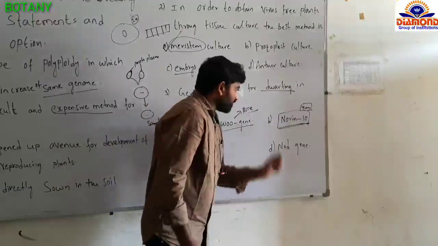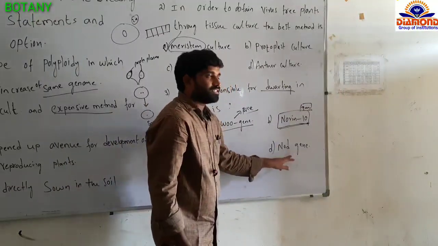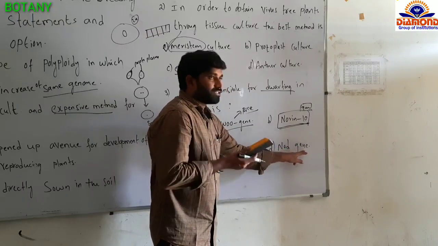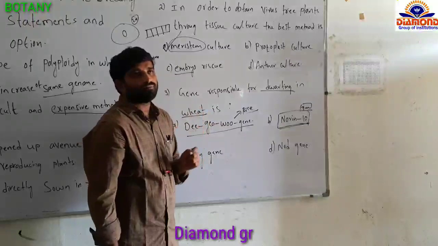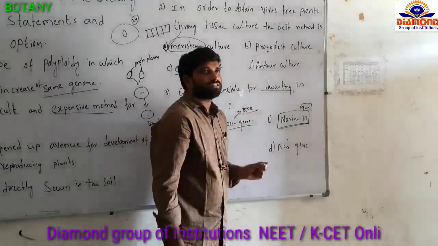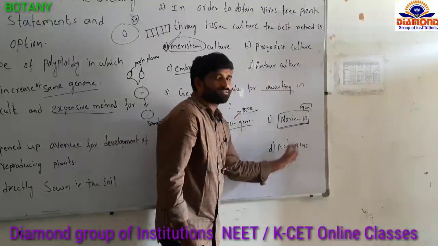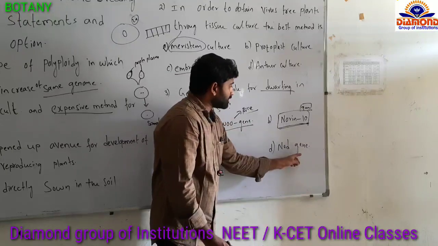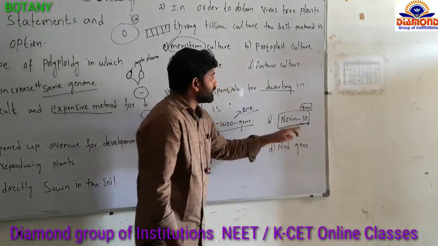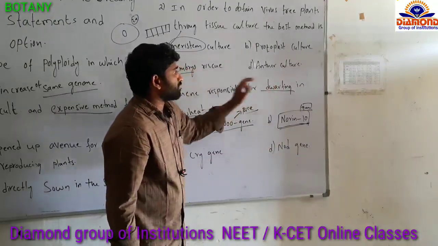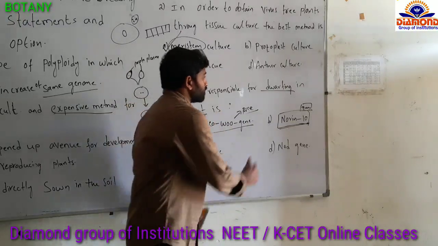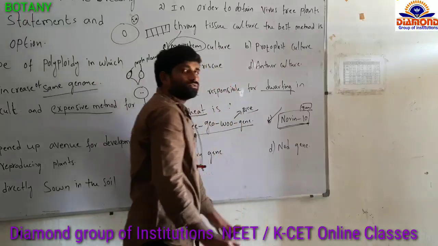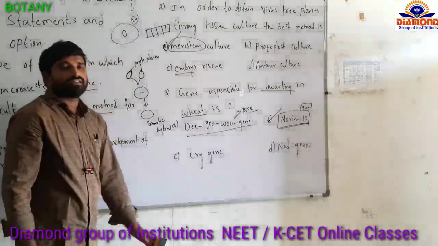And option D, nod inducing genes, which we can see in the Rhizobium bacteria. Root nodules are formed by the presence of specific genes. Those genes we call nod factors or nod genes. So nod genes are not used for dwarfing of wheat. Out of the given 4 options, the Norin gene only is used in the production of semi-dwarf wheat varieties.